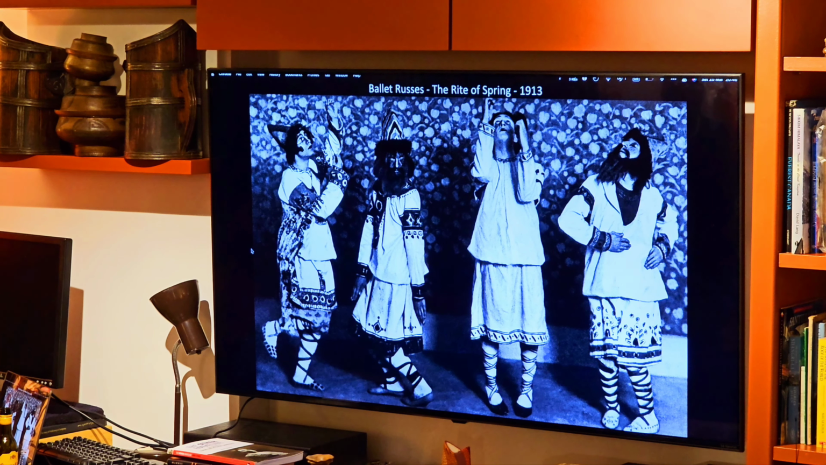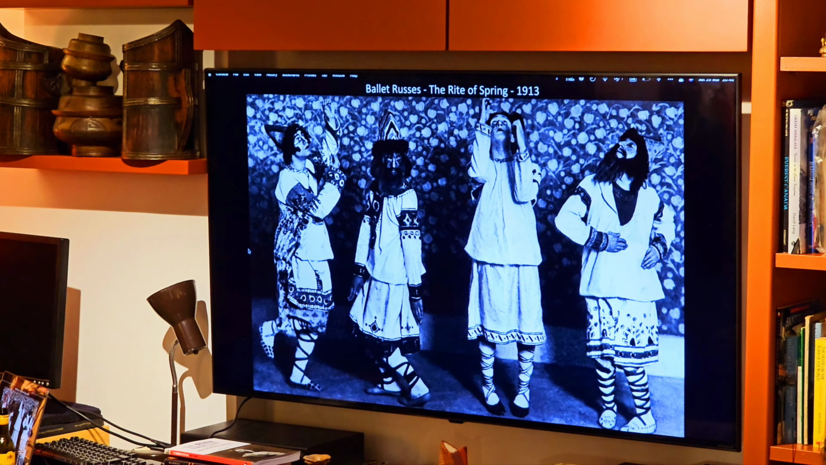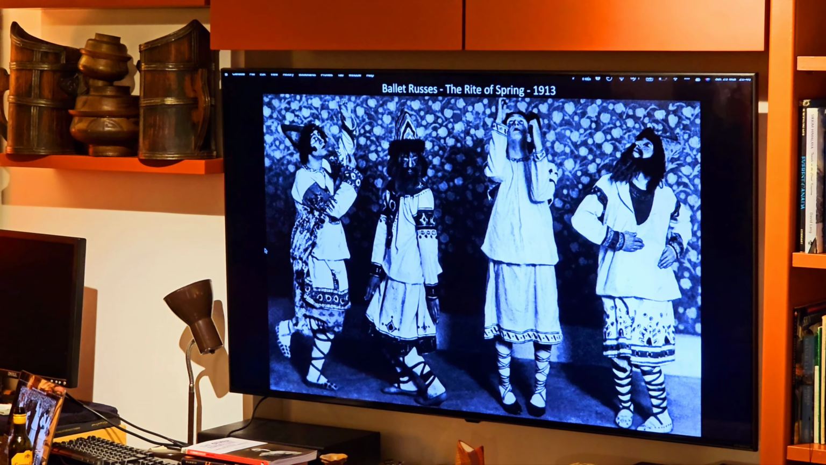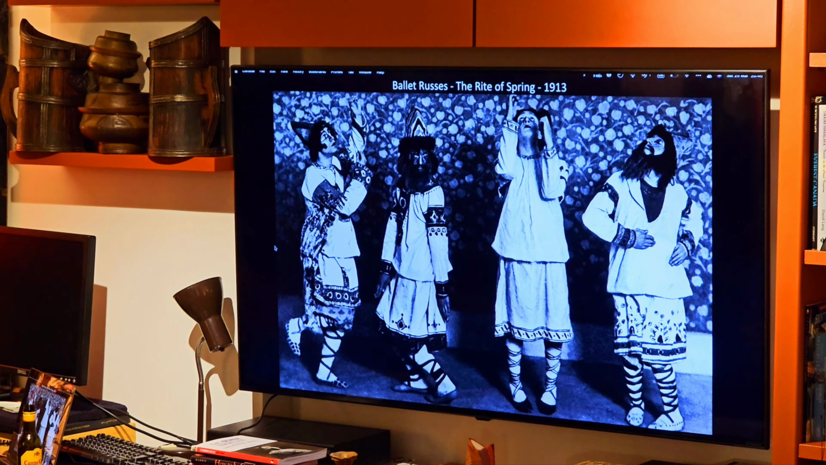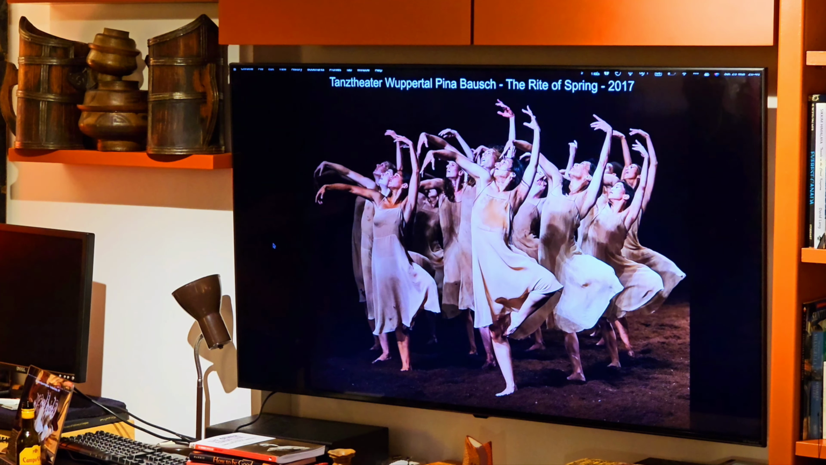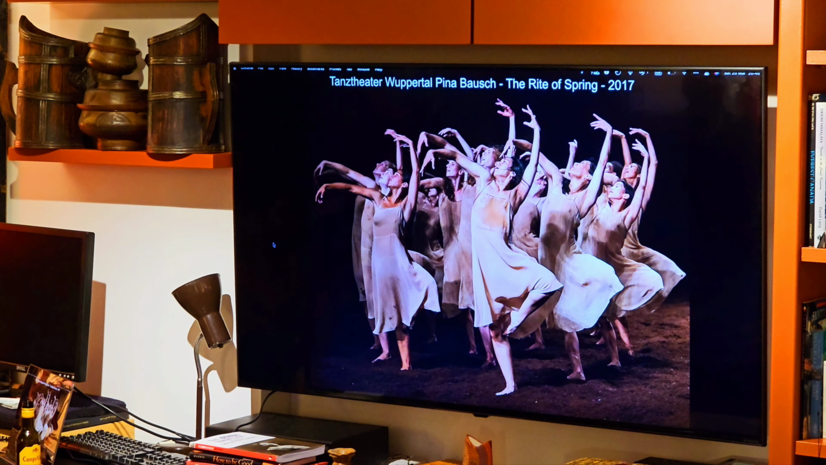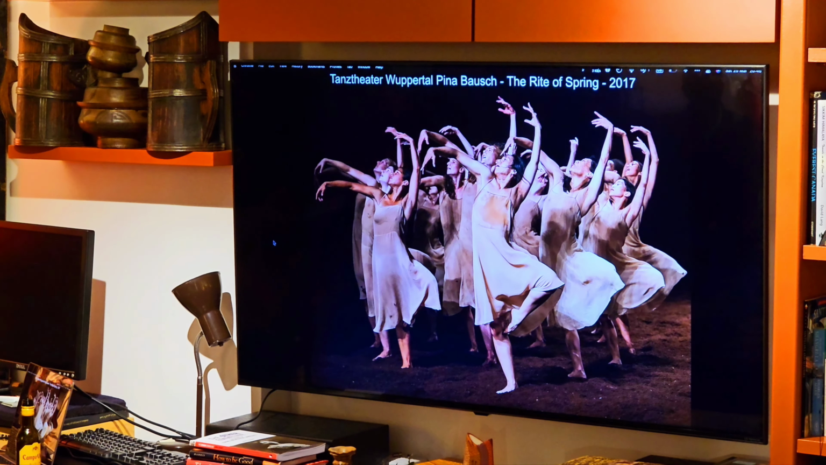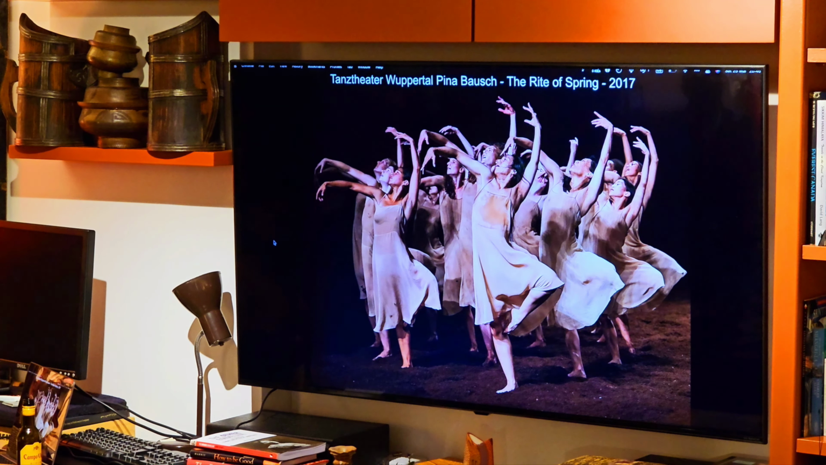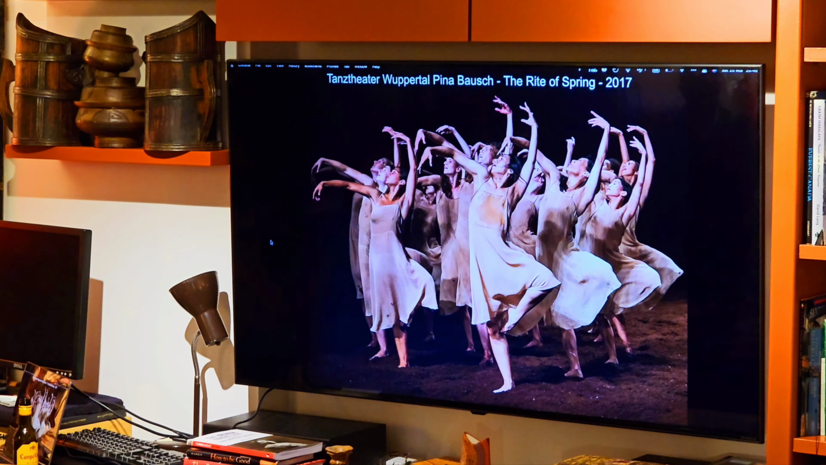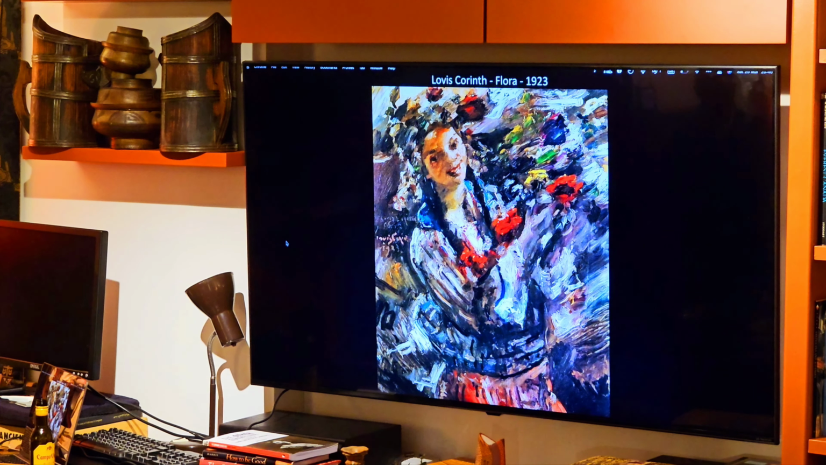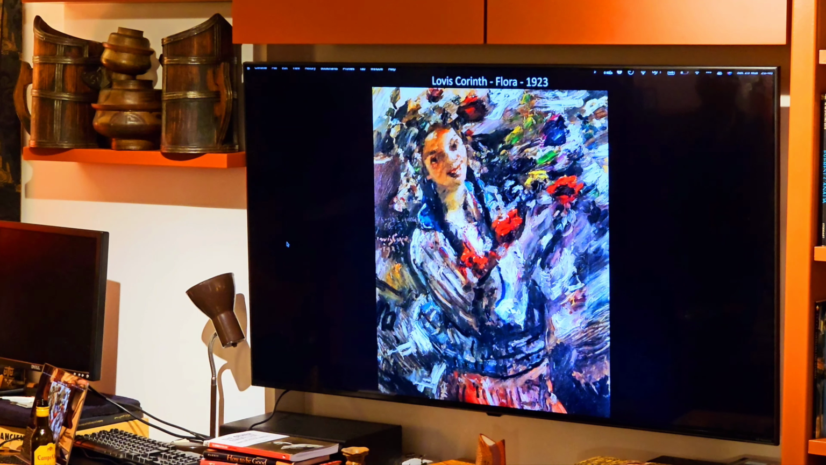This is the performance at the time, and the Rite of Spring was based on some idea of pagan Russian mythology, and it's lived throughout over a century. And this is a production made quite recently. Looks slightly different, but the Rite of Spring has survived throughout the last century or so.